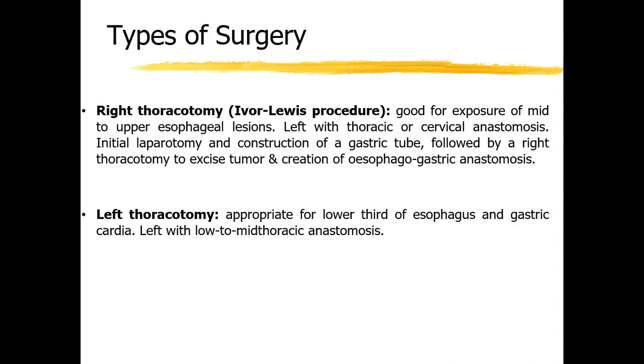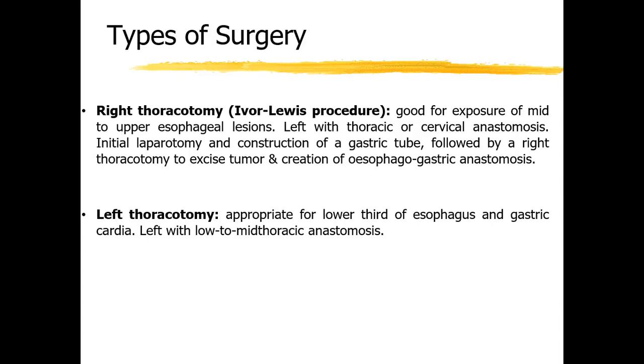Surgical morbidity and mortality are related to the experience of the surgeon. Now what are the different types of surgery? You as a final year student may not go into the detail of these surgeries, but you must know the names and something related with those surgeries. That is right thoracotomy, it is the Ivor-Lewis operation. So you must remember the name Ivor-Lewis operation. It is a 2-stage operation. You have to open the abdomen and you have to open the chest from the right side. So this is the Ivor-Lewis operation.